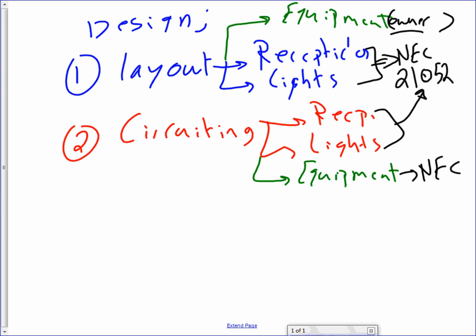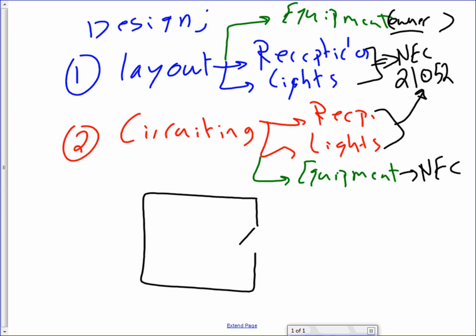Now we're going to spend some good time today talking about these two concepts, receptacles and lights, layout and circuiting. How do you lay out receptacles and lights? And I'm going to give you a very simple house here, a room.